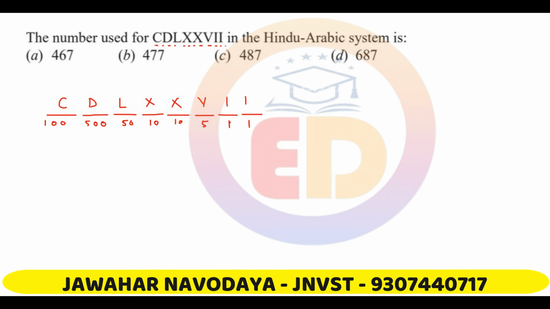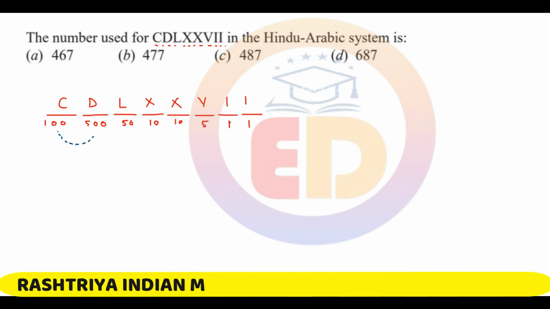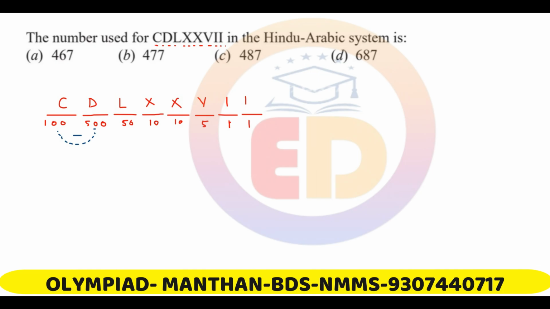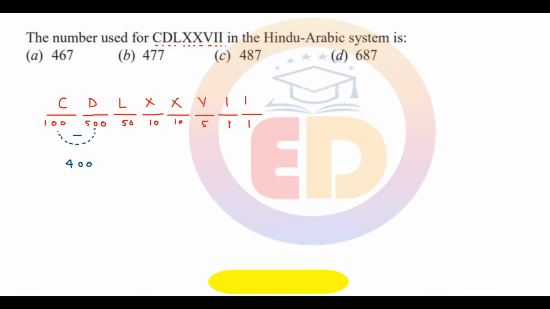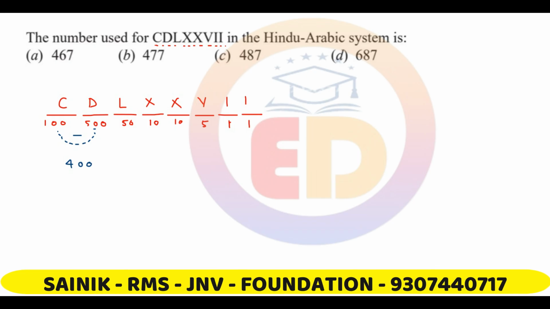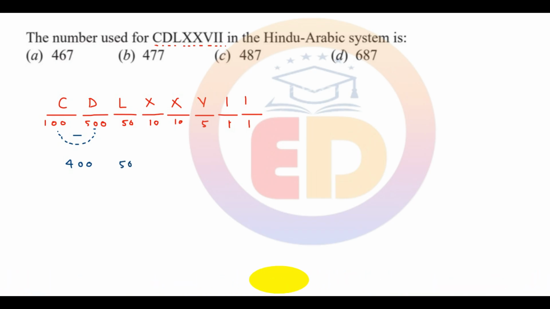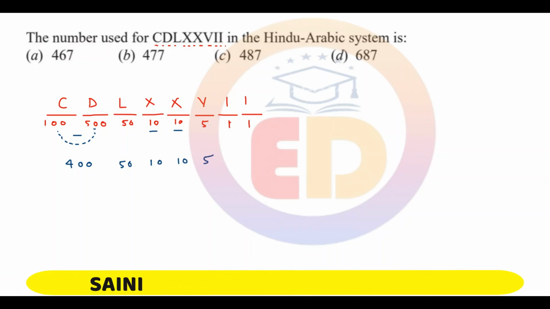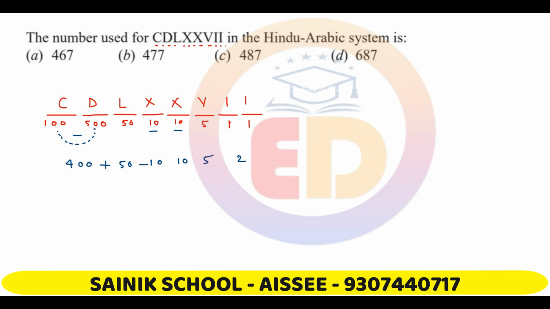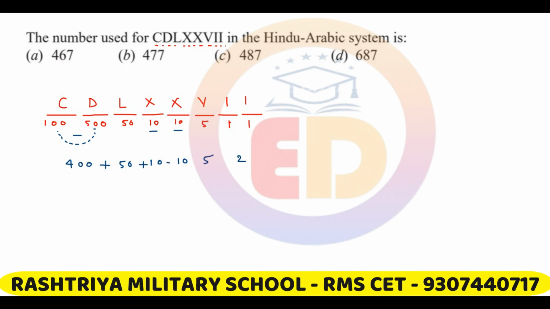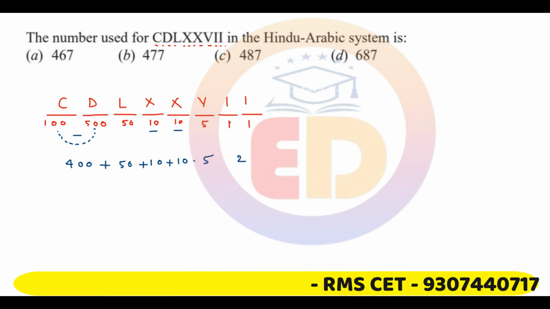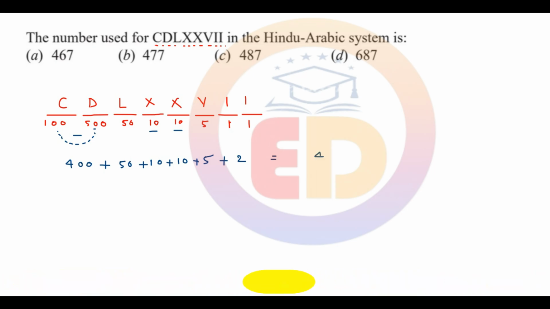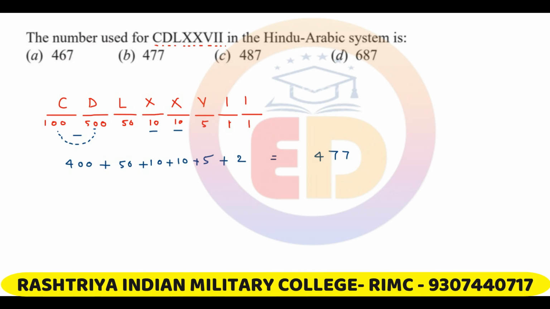So first it's starting with 100, but after 100 comes 500. So when a smaller symbol comes first and then comes a greater symbol, we have to subtract these two. 100 minus 500, this will be 400. After 500 is a smaller symbol, so this will be added, 50. Again smaller symbol 10, 10, same symbol, so it will be added, 10, 10, 5, and 1 plus 1, this is 2. 400 plus 50 is 450, plus 10 is 460, plus 10 is 470, plus 5 is 475, plus 2. Answer is 477. Answer is option number C.